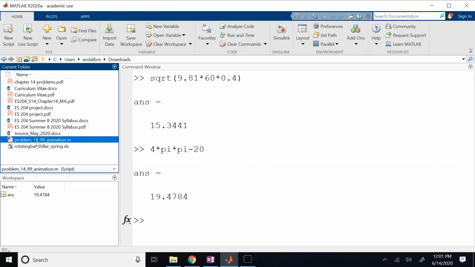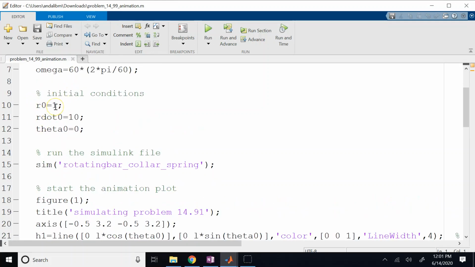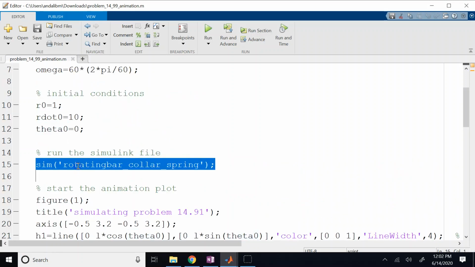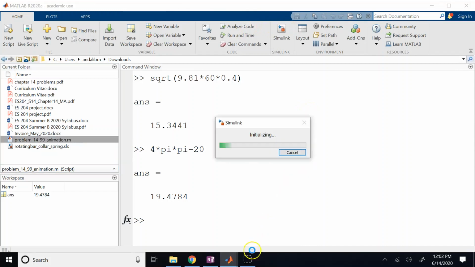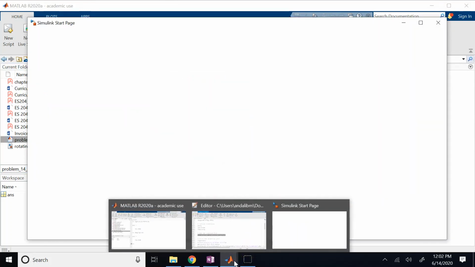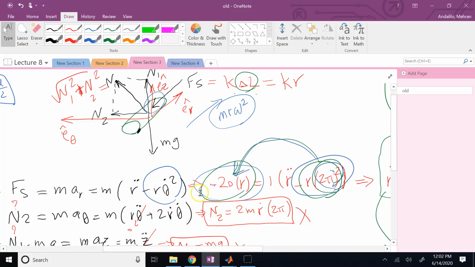So this is how you set up the problem. You set up K, you set up L, you set up omega naught, you set up M, you set up initial conditions, R naught of 1, R dot at 10, theta 0 at 0. This is initial theta, not theta dot, sorry. Theta 0 is 0, so you assume you start from horizontal position. Using these, I simulate the Simulink block, which is taking all these parameters in and solving the differential equation. You might say, which differential equation? This one. Here, this guy. It solves this differential equation that we found here.